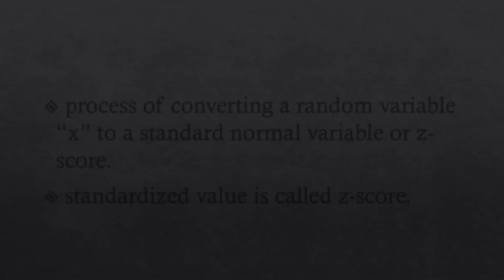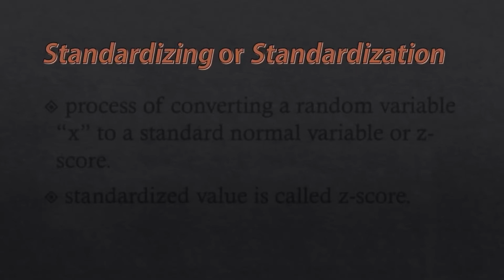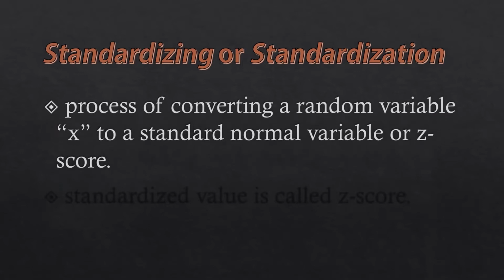Previously, we already discussed what a normal random variable is. It is also called a normal distribution, which has an illustration of a normal curve, the bell shape. For today, we are going to further apply it to real-life problems. How can we do that? Through the process of standardizing, or standardization. Again, this is the process of converting a random variable, X, to a standard normal variable, or the Z-score.